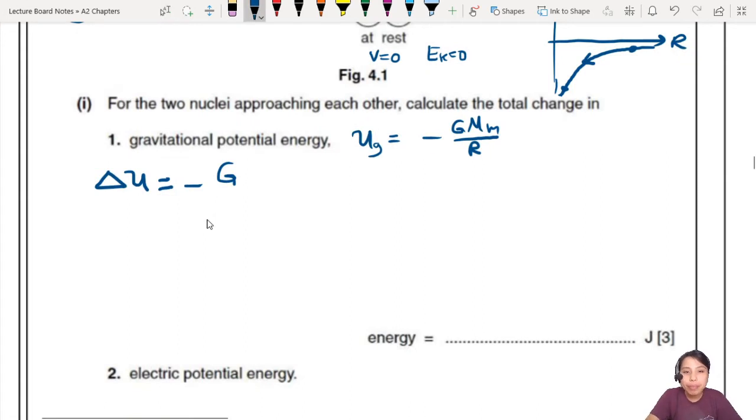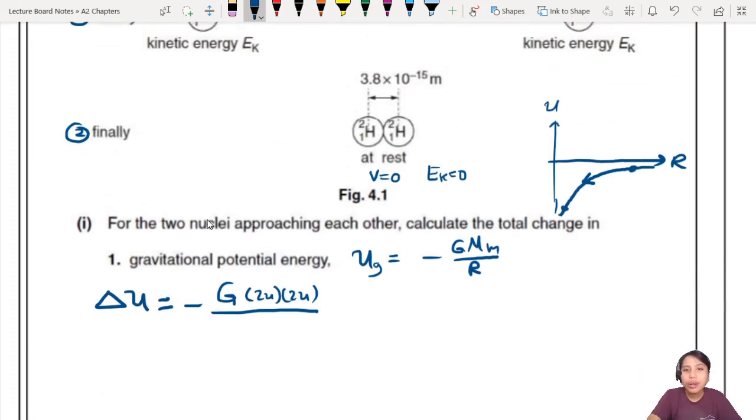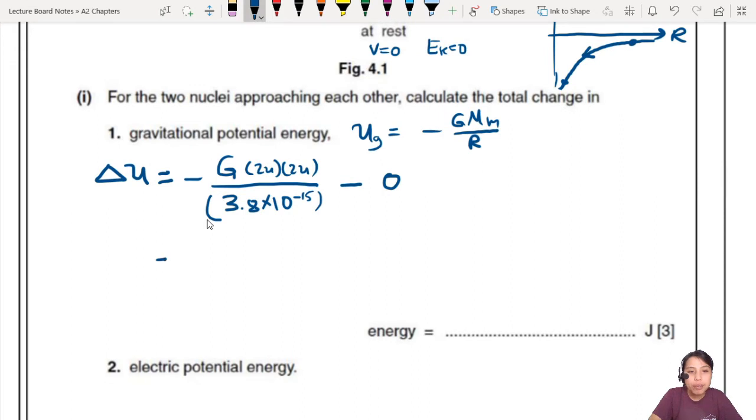So let's multiply that down there. GMM, so this will be 2U times 2U over, how far are they at the end? Well, this will be the separation distance. At the end, they're really close to each other if you consider the center of the sphere, so something like this. And this is the final state. What about the initial one? Initially, they are really far apart, so it's kind of just zero gravitational potential energy. They don't attract.